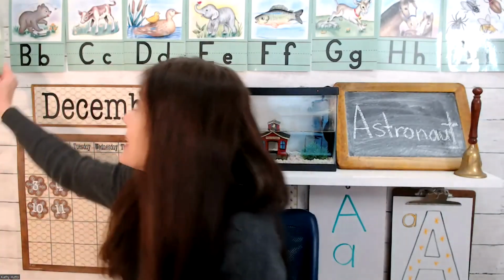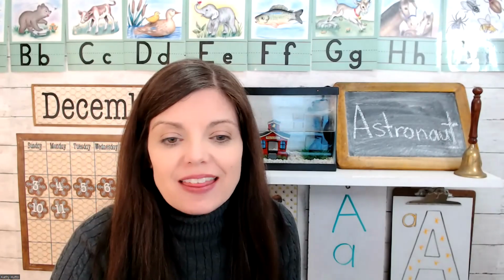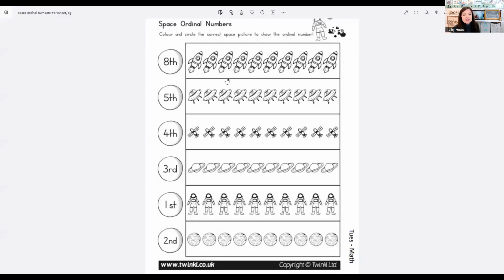Well, that was our letter time for today. I know I'm doing it as a speed run. But now it's time for math, and you can pause and work if you need to, and then come back and do this later. So today for math, we're going to talk about ordinal numbers. Now that's just telling the order of the number in a line or a list.